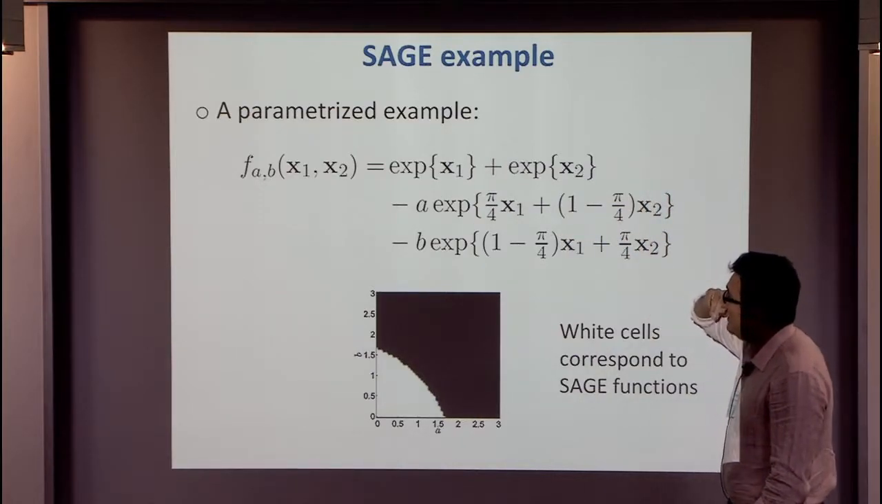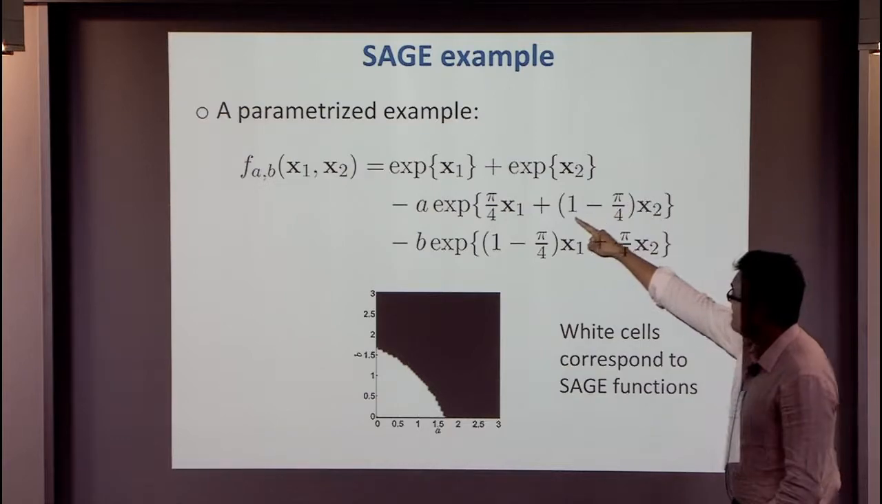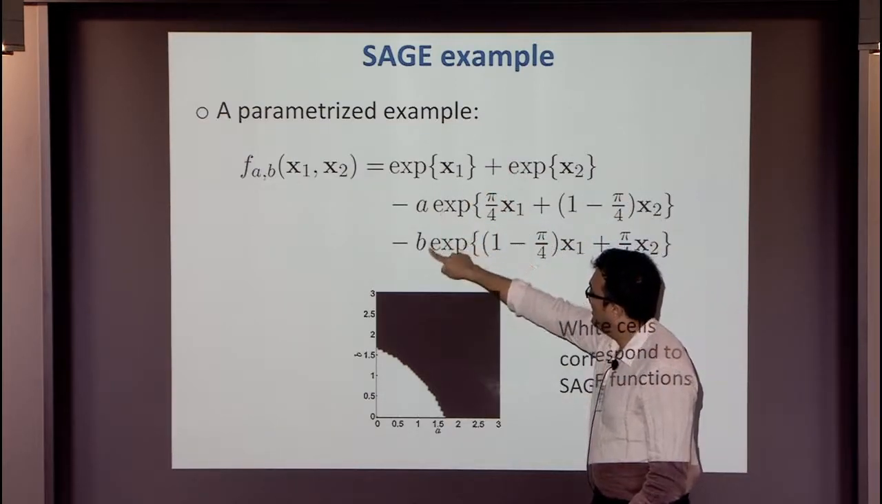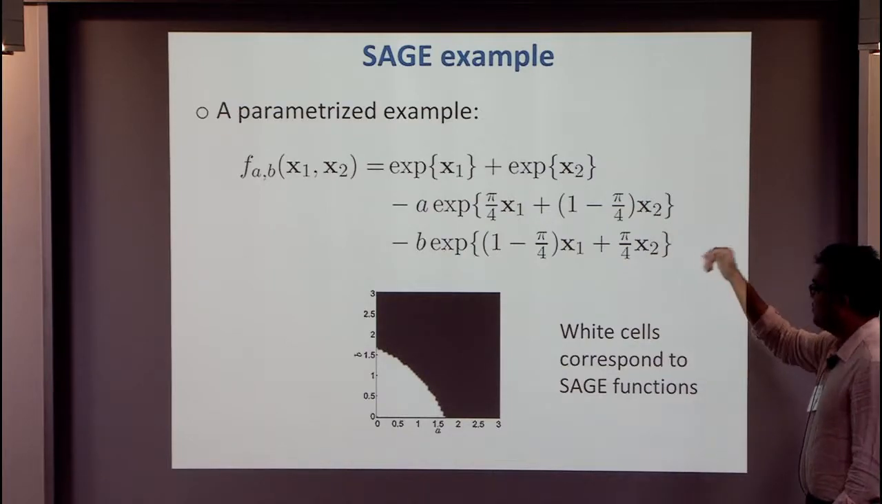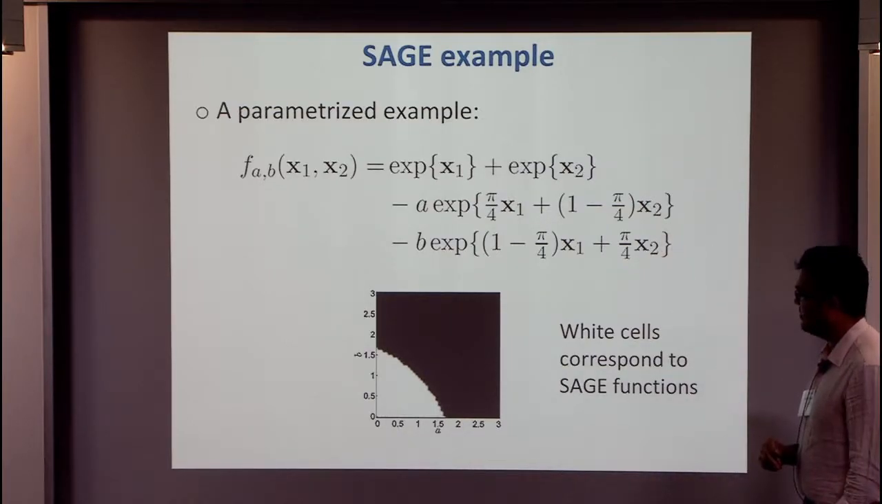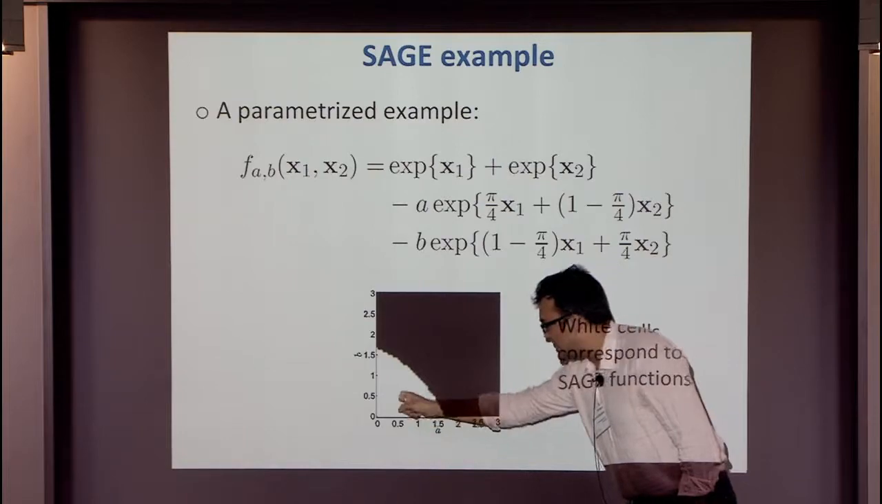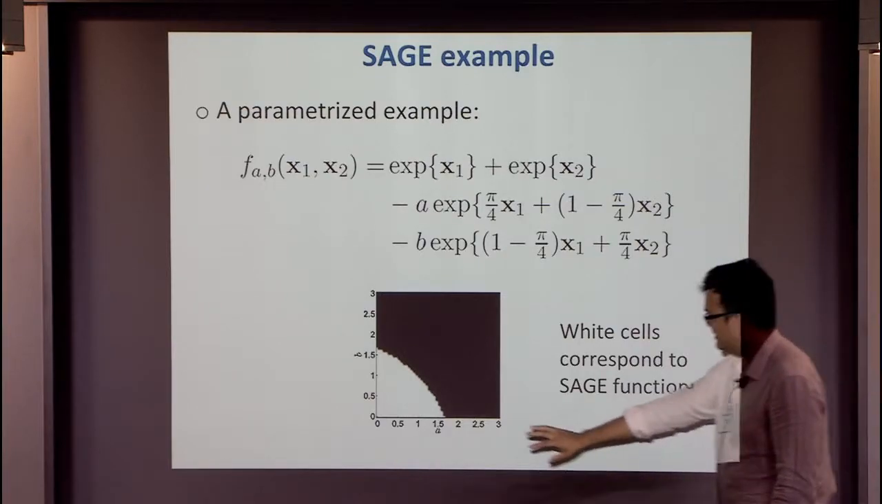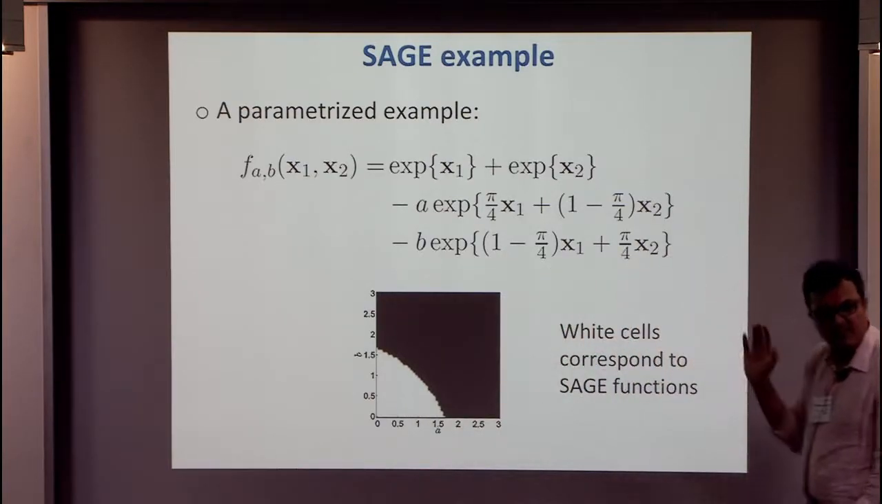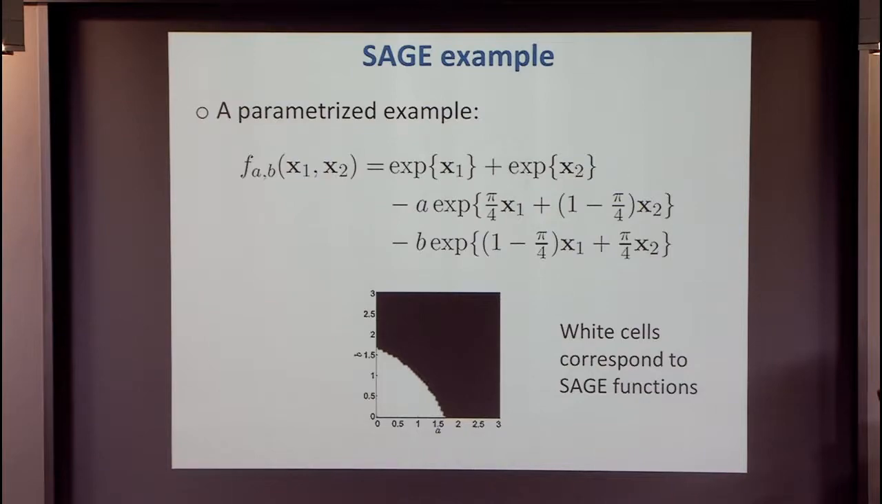So A and B parameterize the signomial. There are two positive terms and two negative terms. The exponents are pi over 4 and 1 minus pi over 4, and the same thing swapped. And this is what it looks like. The white cells correspond to this function being a SAGE function. This is where it's globally non-negative, at least certifiably so via relative entropy.